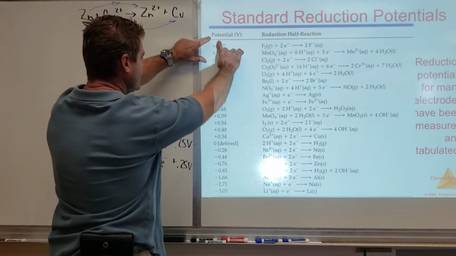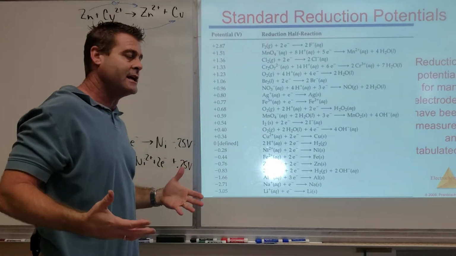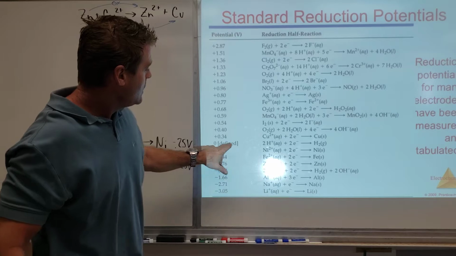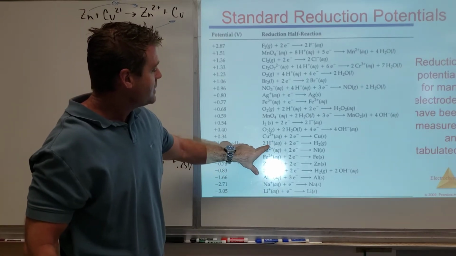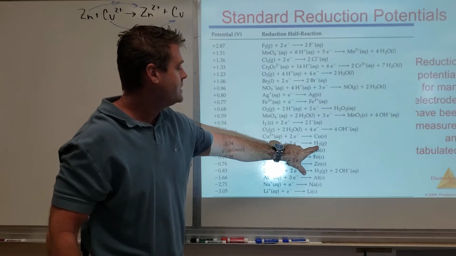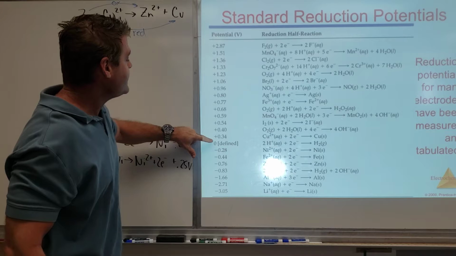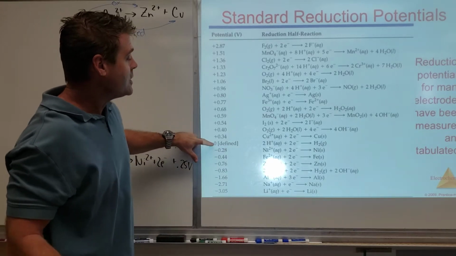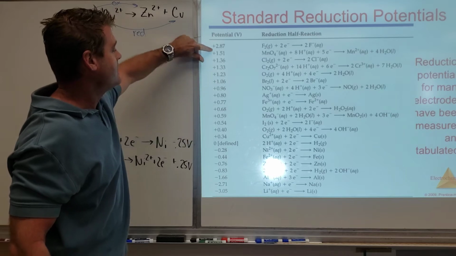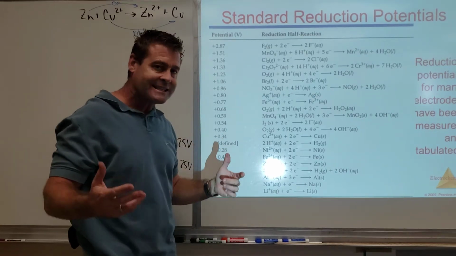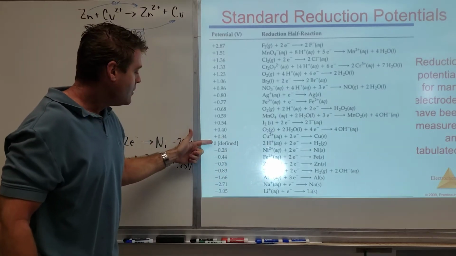What you guys will notice is you've got positive values and you've got negative values. Positive values indicate that that's spontaneous, that that's going to occur. And you'll see what we use here: by definition, we're showing the reduction of H plus ions to form pure hydrogen gas, and that we define as 0. So anything that's more likely to be reduced than the hydrogen plus ions will have a positive value. You guys see that? And anything that's less likely to be reduced than the hydrogen ions would have a negative value.